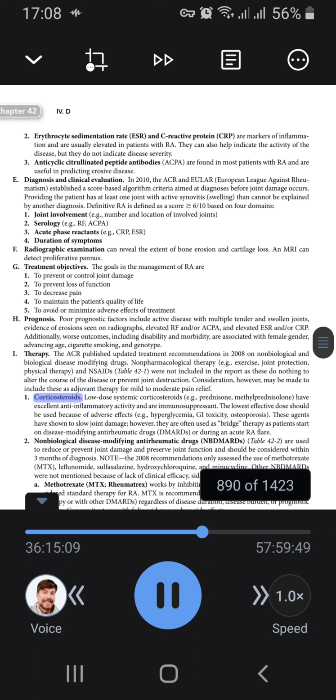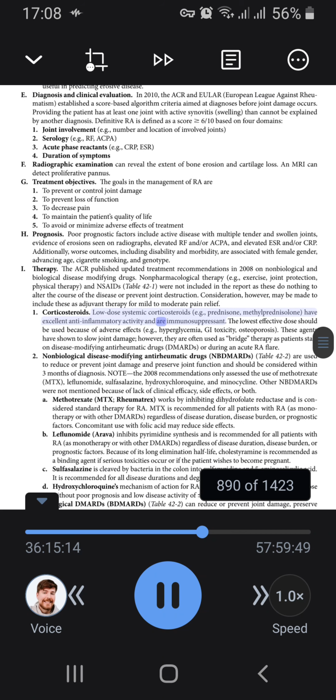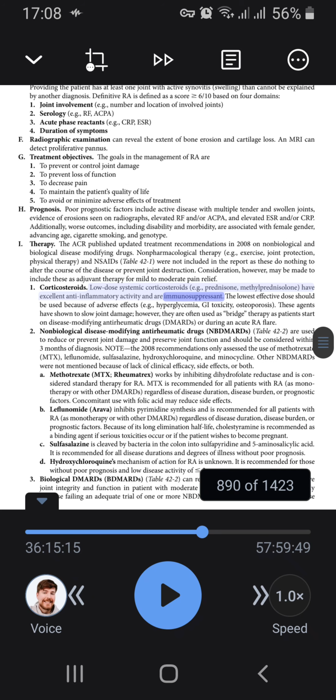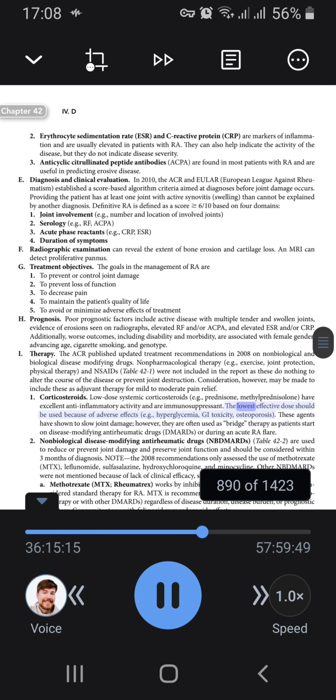1. Corticosteroids. Low-dose systemic corticosteroids, for example, prednisone, methylprednisolone, have excellent anti-inflammatory activity and are immunosuppressant. The lowest effective dose should be used because of adverse effects, for example, hyperglycemia, GI toxicity, osteoporosis. These agents have been shown to slow joint damage. However, they are often used as bridge therapy as patients start on disease-modifying anti-rheumatic drugs, DMARDs, or during an acute RA flare.